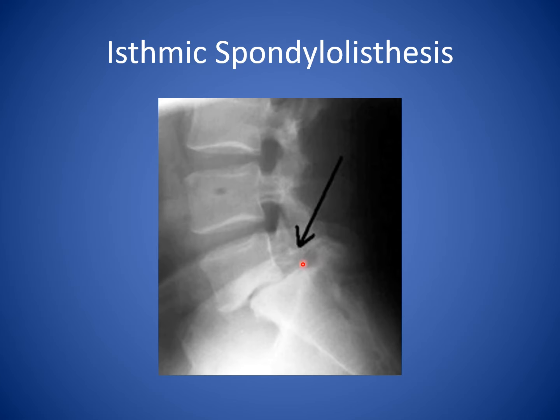Here is an isthmic spondylolisthesis. If you look carefully, you can see the break right here. You can see this is a grade 2. The vertebrae are graded 1 through 4, 25%, 50%, 75%, and 100%. This is between 30 to 40%, so this is a grade 2.